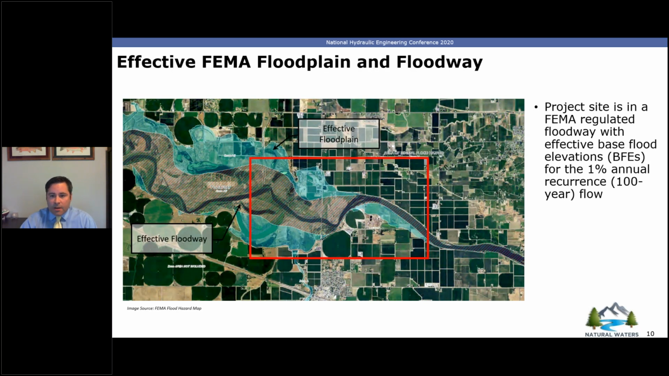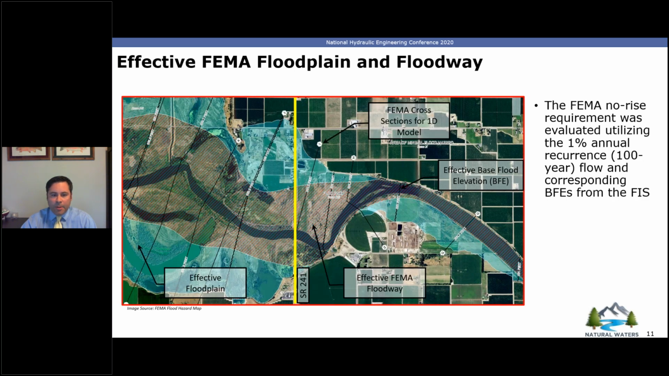So as you can imagine, the project site is located in a FEMA regulated floodway. This graphic is actually right off of FEMA's National Flood Hazard Layer website, which, if it's available and updated in your project area, is a pretty handy tool. This is showing the effective floodplain and the effective floodway. And then this red box is the next slide, just zoomed in a little bit to give a little more detail. This is showing the same zoomed in view of the previous slide.